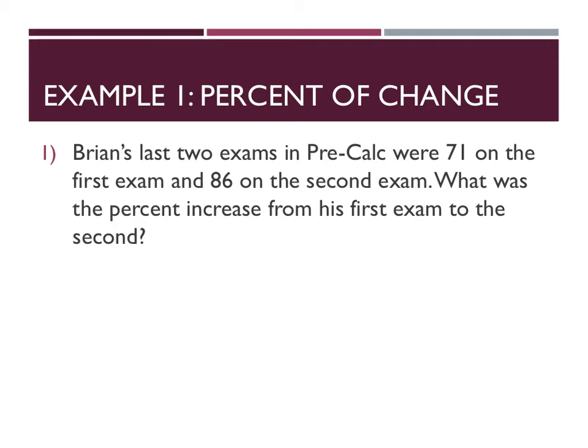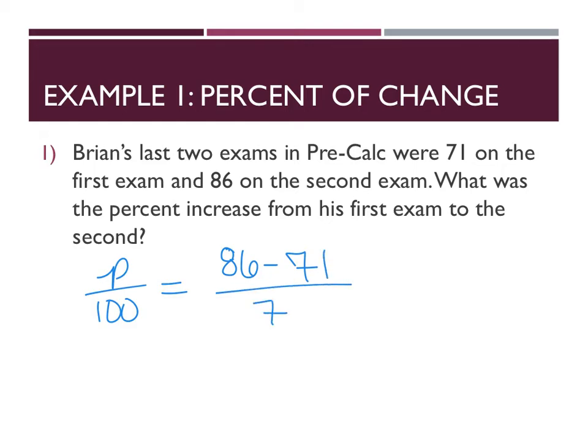So I have Brian's last two exams in pre-cal were 71 on the first and an 86 on the second. What is the percent increase from his first exam to his second? So you want to figure out this percentage over 100, and we're going to do the new minus the original over the original. When we do this, 86 minus 71, we're getting a positive value. So that is showing me that I have an increase. So I have P over 100 equals 15 over 71.